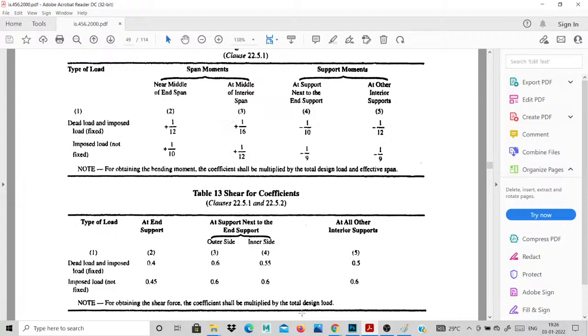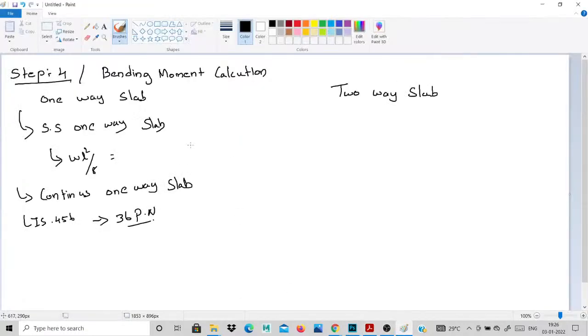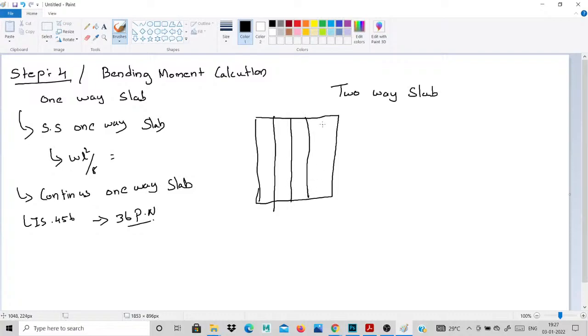First of all, I draw a simple diagram for one way continuous. I simply take that this is my slab. I split it into 5 portions. See this, this is my one way continuous slab. 1, 2, 3, 4, 5. There are 5 slabs.